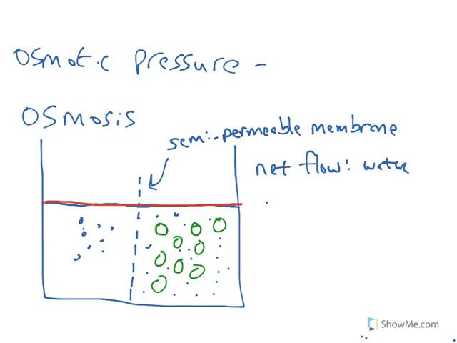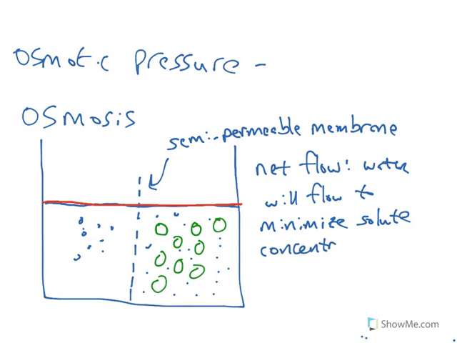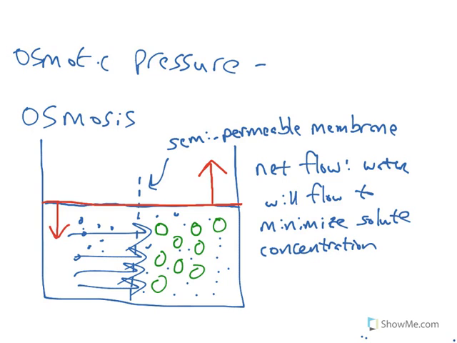water will flow to minimize solute concentration. And remember, the solutes are the green particles. So what's going to happen is we're going to have a net flow going in this direction. So what do you expect the levels on each side of the container to do? The level is going to rise on this side because we have a net flow in that direction, and it's going to fall on this side.